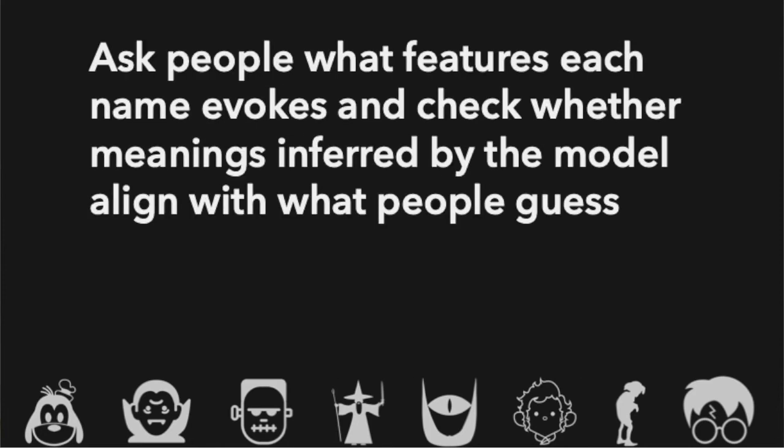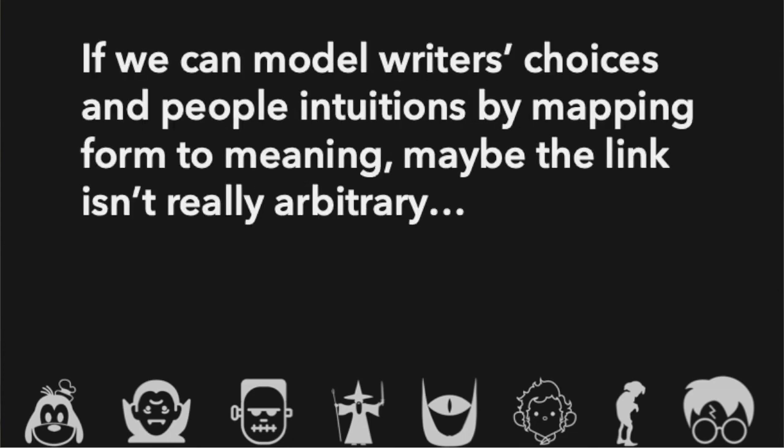Then we can go ask people what features each name evokes and check whether the meanings and the relations in the meaning space that we extract with the model align with what people guess. And then on a more abstract, general level, maybe if we can do this, it means that the relation between form and meaning is not as arbitrary as it's typically thought by general linguists.